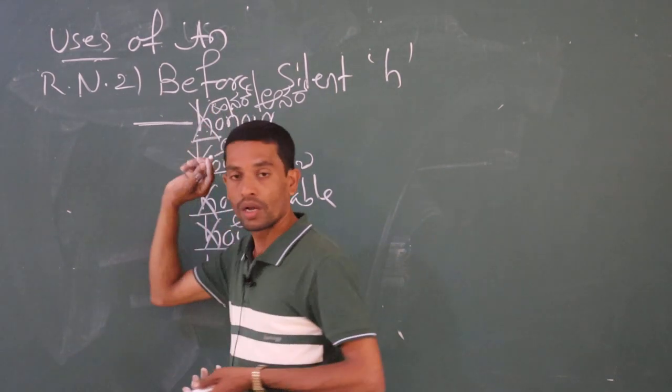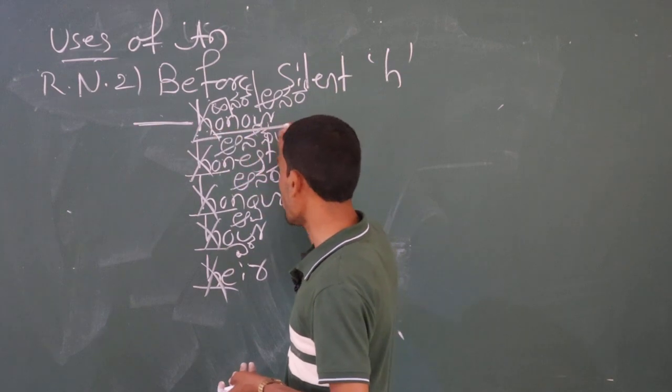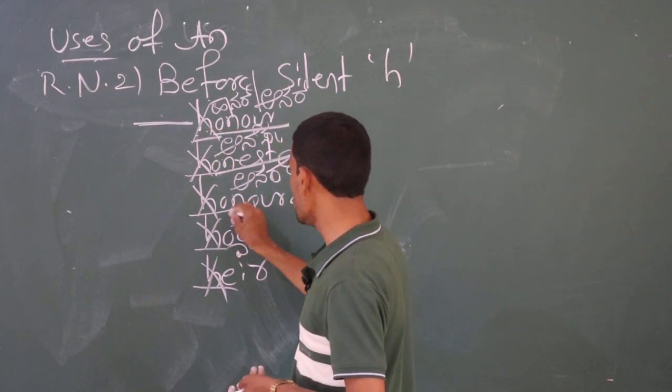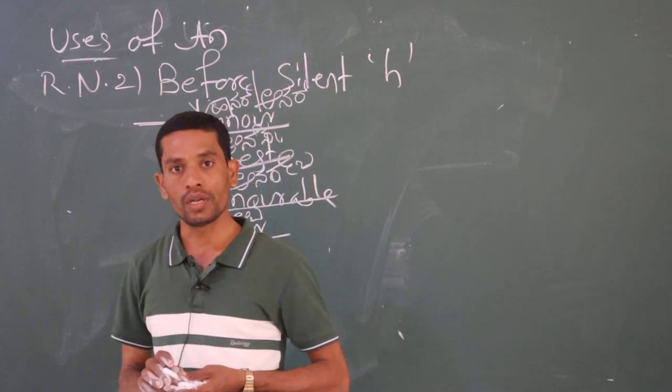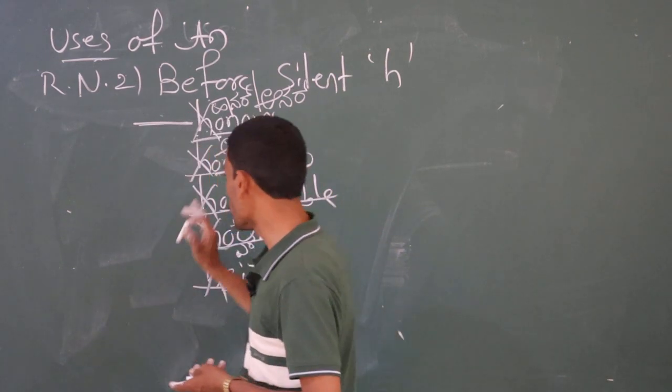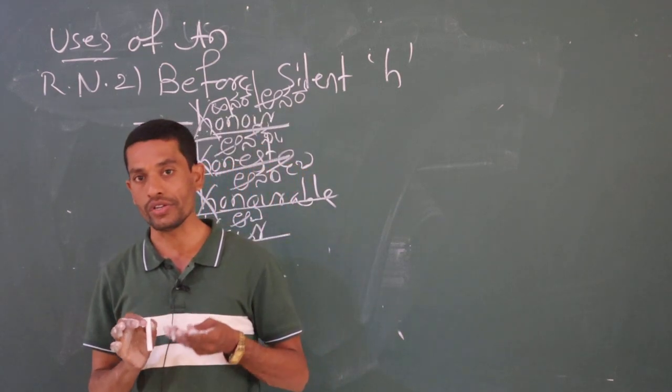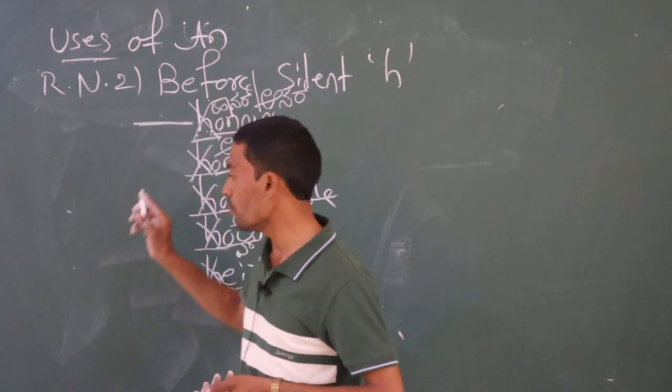Others come to know that you don't know the idea of English grammar. That's why they are going to judge like this. We have to pronounce honor, honest, honorable, hour and air like this, and we should not pronounce the H. We have to mute that letter H, and we have to start that word with the vowel sound.